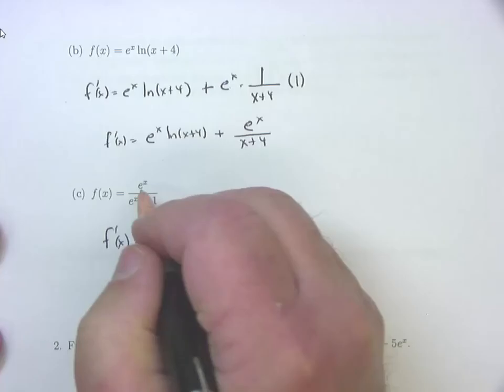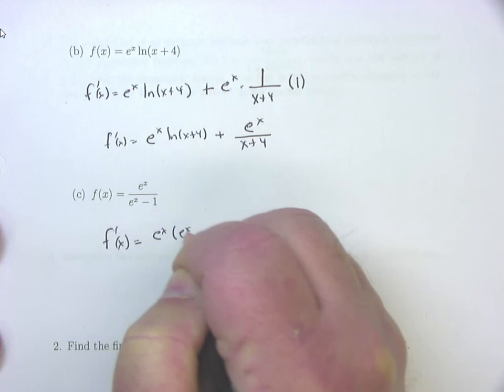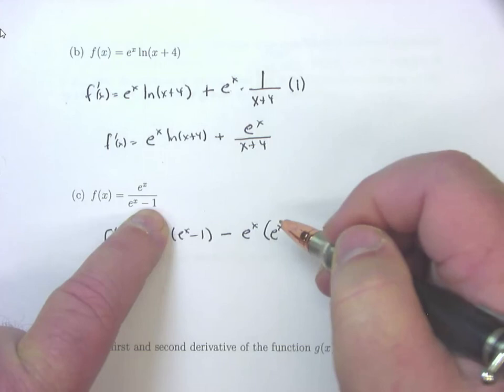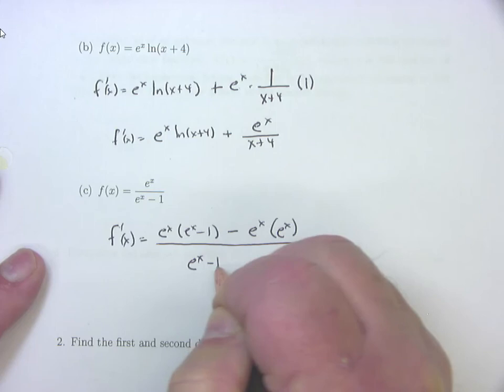Derivative of the top. Derivative of e to the x is? E to the x. Derivative of the top times the bottom, e to the x minus 1. Minus the top, e to the x times derivative of the bottom. What's derivative of e to the x minus 1? Well, derivative of e to the x is? E to the x, derivative of minus 1 is 0. That cuts that off. All over the bottom, e to the x minus 1 squared.